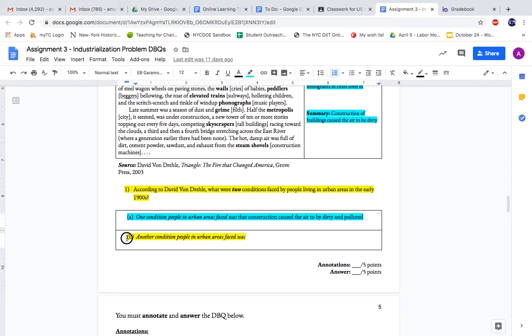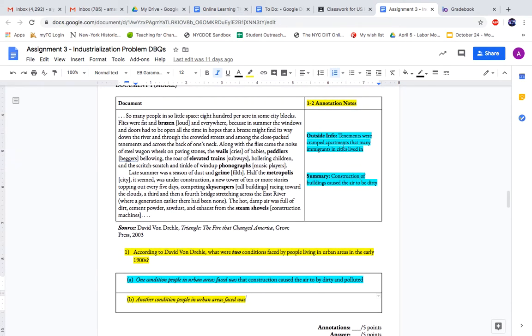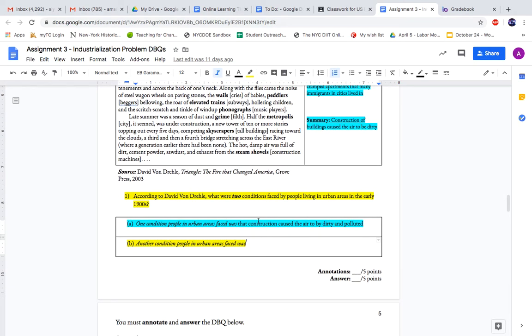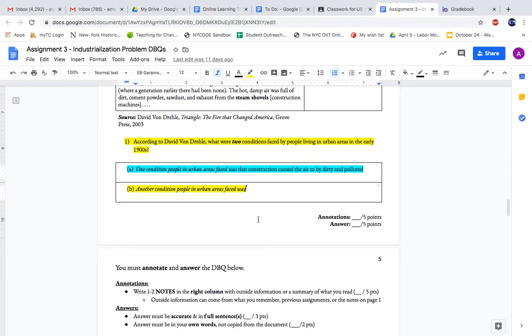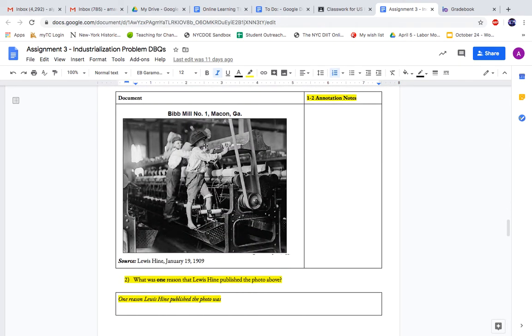Now, your next step would be to answer a second condition people faced. So I've given you a sentence starter here. Another condition people in urban areas faced was, and since I already did the annotating for the model, you just got to tell me one more condition people faced from document 1. So there's document 1. Document 2, you have to do the same thing, but again, this is a photograph, so on the side you can put things that you notice from the photograph or things that you can connect to your outside learning, okay?